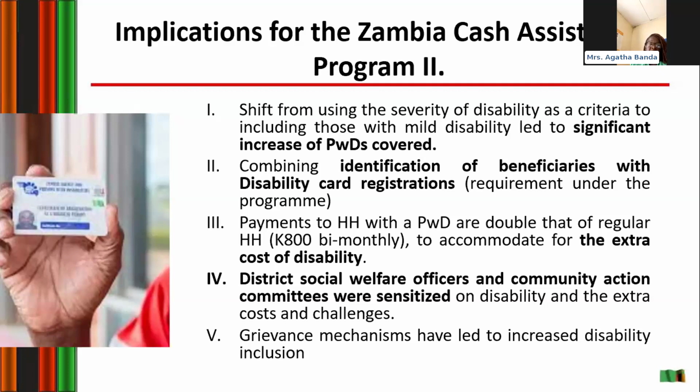But of course, the different payment methods are also presenting their own challenges. And Zambia is still trying to find a reasonable method, I don't want to say perfect, because I don't think there's one perfect method, but something that can accommodate the concerns of all disability types. Then we also have grievance mechanisms that have increased disability inclusion. Okay, the next slide, please.